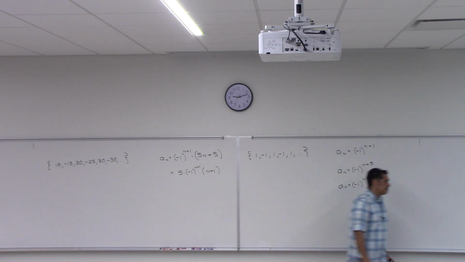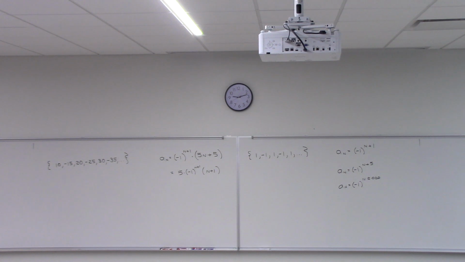Okay, let's look at some other common sequences, ones that we need to be familiar with. I already talked about this one: k times n. That's like 5n, 3n, 2n, right? We've already talked about those.